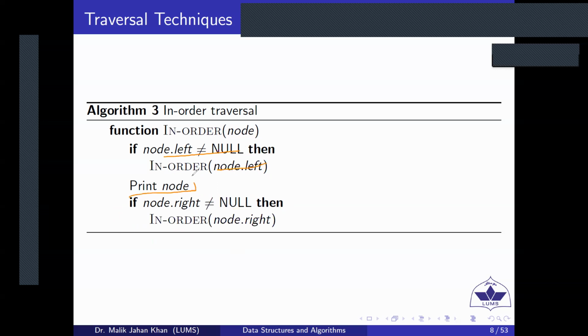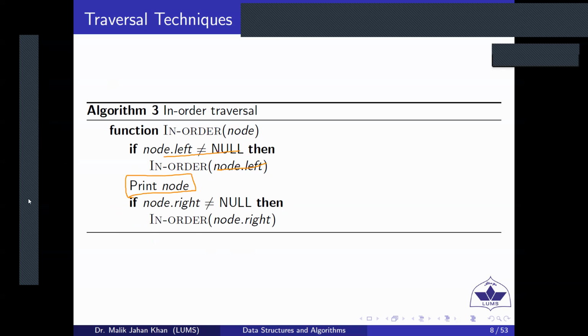Then the node itself is printed before we go for the processing of the right child. So the right child is processed after the node itself has been processed. And that's what is making it an in-order traversal.